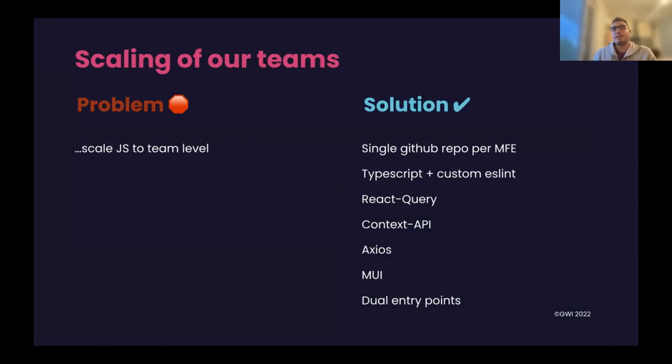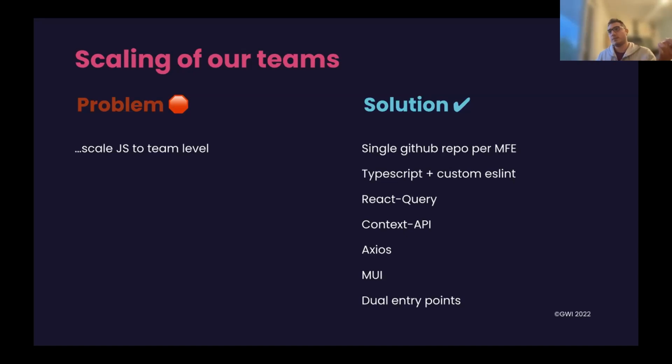Another thing that we also had to face right from the start was how we would scale our JavaScript team, because as you are all aware, JavaScript is a rather notorious programming language, which doesn't offer some tricks for developers to be able to scale a team easily. Right from the start, for this reason, we created a single GitHub repo per micro-frontend. We used TypeScript so that we can communicate types instead of just props without knowing their actual types. And on top of that, we created our custom ESLint.